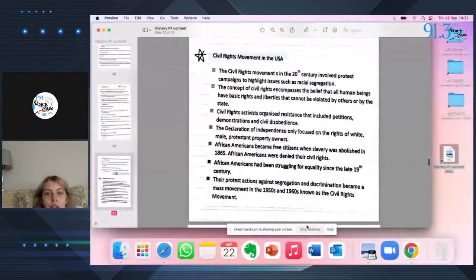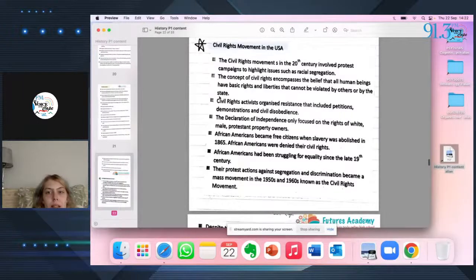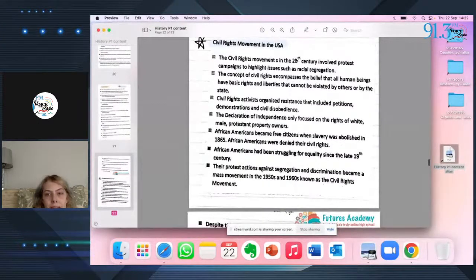Now we get to the chunk of it, the actual stuff. The civil rights movement in the USA. You'll see I also made a little star next to it. The civil rights movement in the 20th century, so in the 1900s, involved protest campaigns to highlight issues such as racial segregation. The concept of civil rights encompasses the belief that all human beings have basic rights and liberties that cannot be violated by others or by the state.